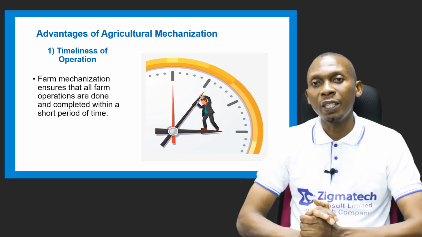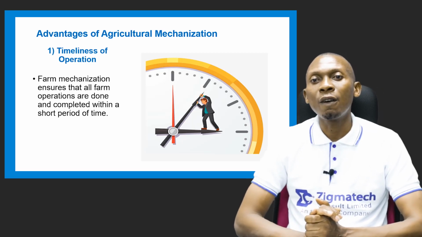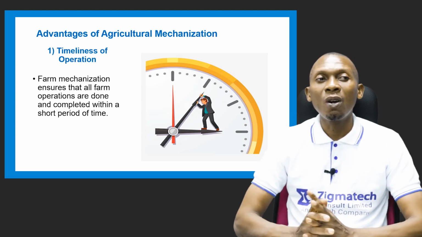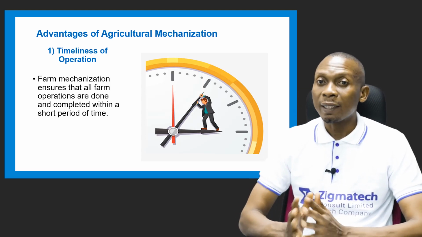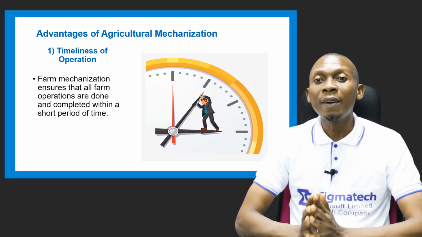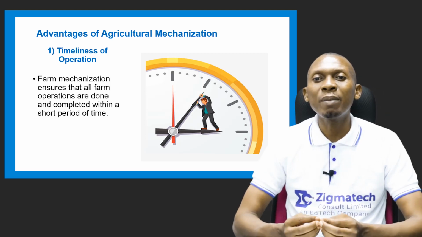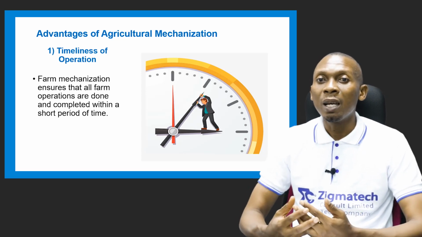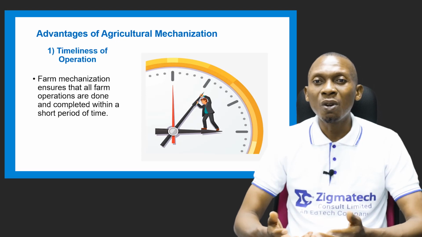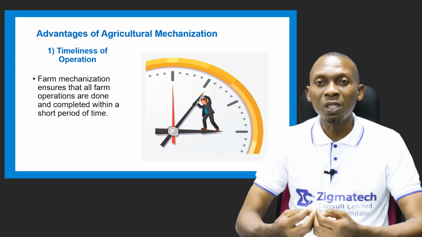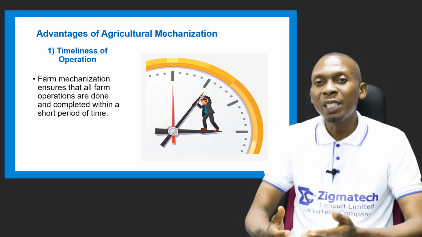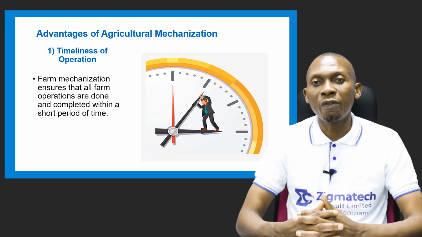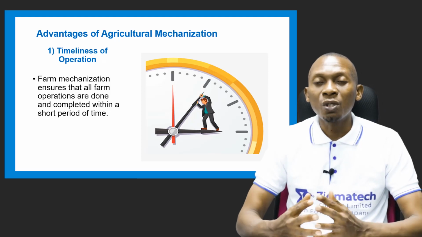The first advantage here we have is called timeliness of operation. Now, with mechanization, when all the farm activities are being done or carried out using machines, this can be achieved within a short time because the horsepower produced by these machines is much more than what man can produce doing things manually. So these machines are able to do much more. So you're able to achieve your operations on your farm faster, within a short period of time.